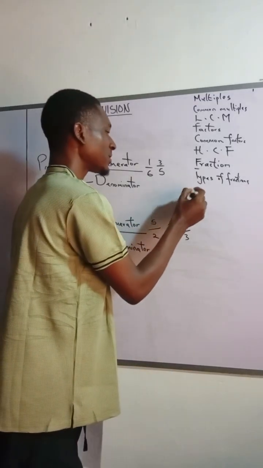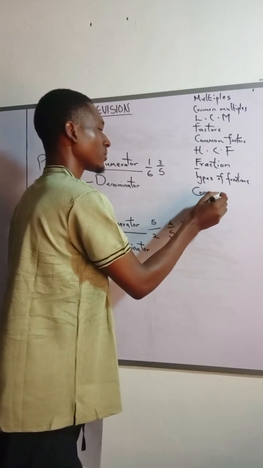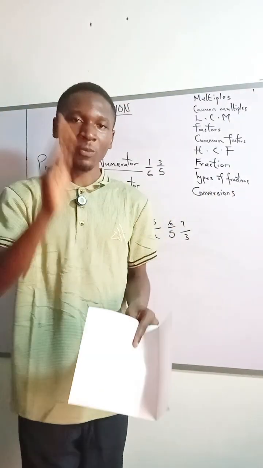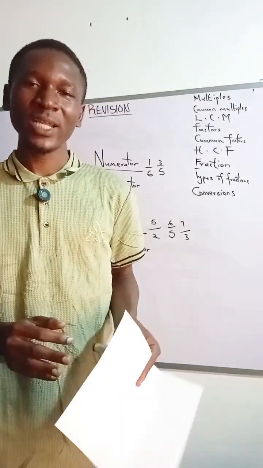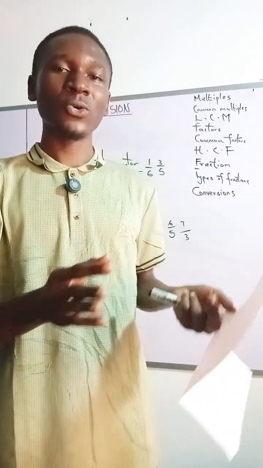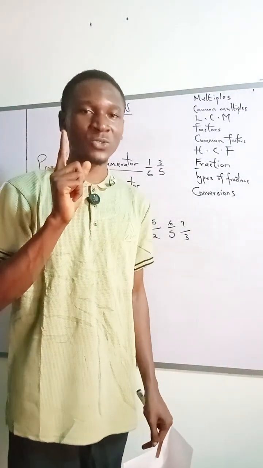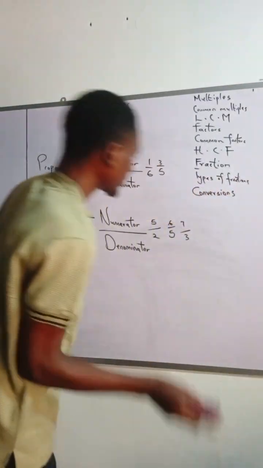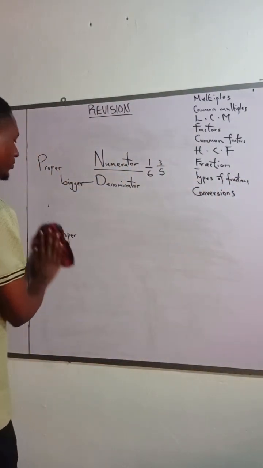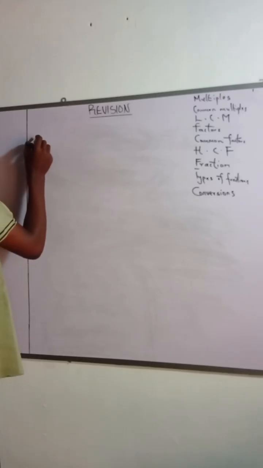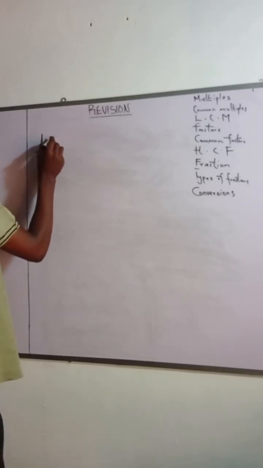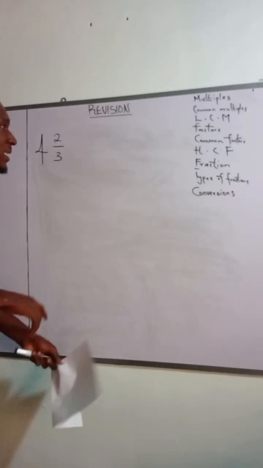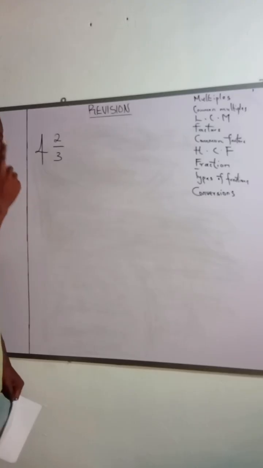And the next thing you are going to learn is conversions. You are going to learn how to convert fractions from improper fractions to mixed fractions, and you also learn how to convert from mixed fractions to improper fractions. I'm going to carry out one simple example on that conversion so that it can be a form of revision to you. When you have a mixed fraction like 4 whole number 2 over 3, this is a mixed fraction. How do you convert it into an improper fraction?